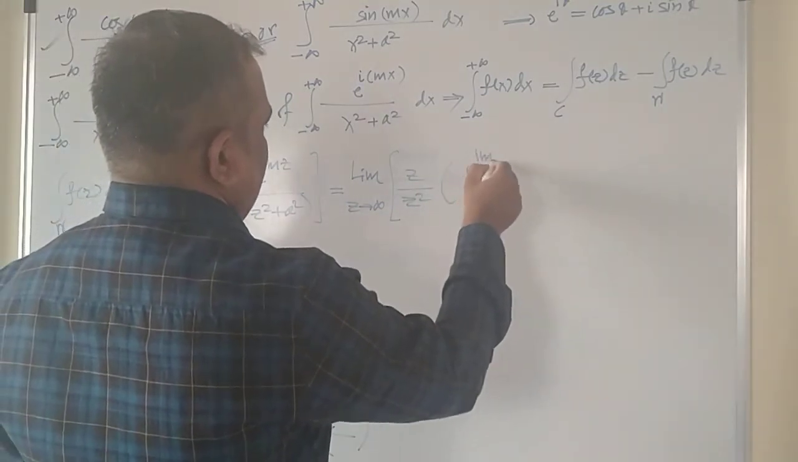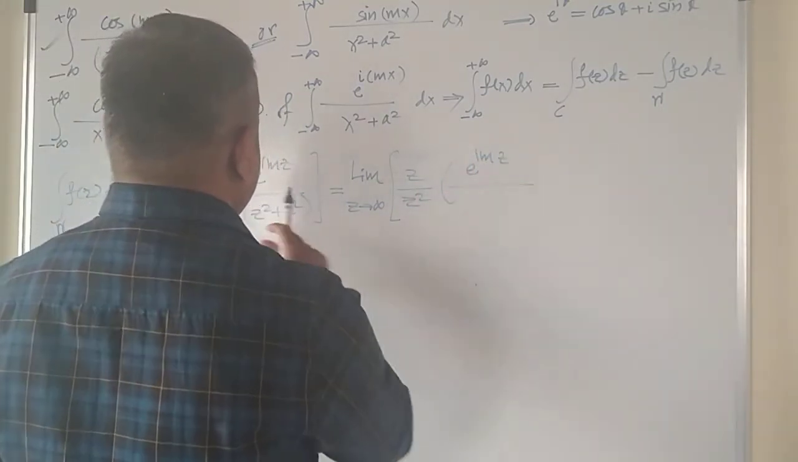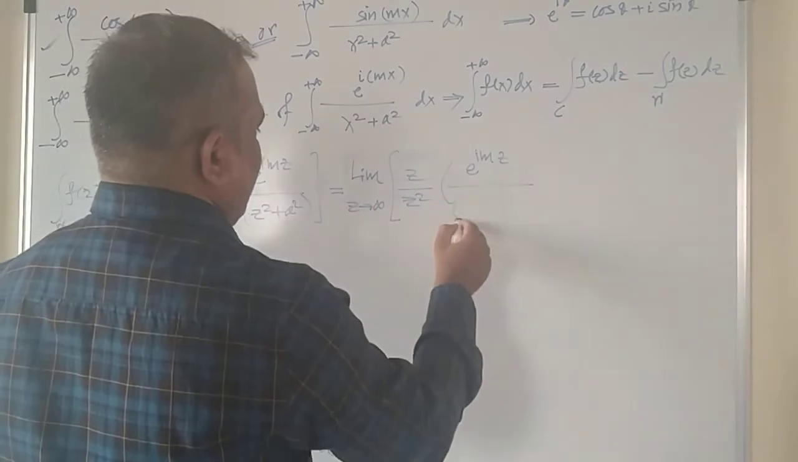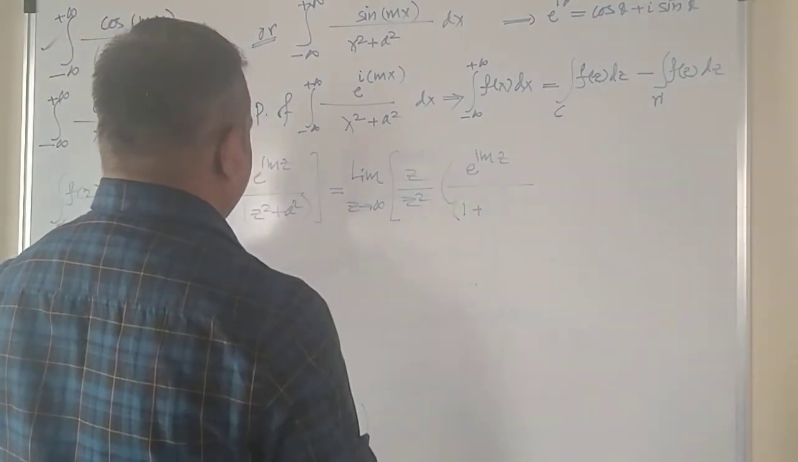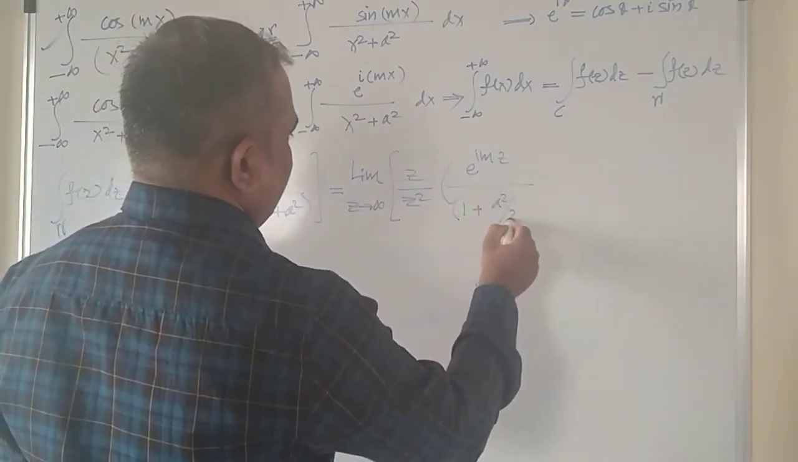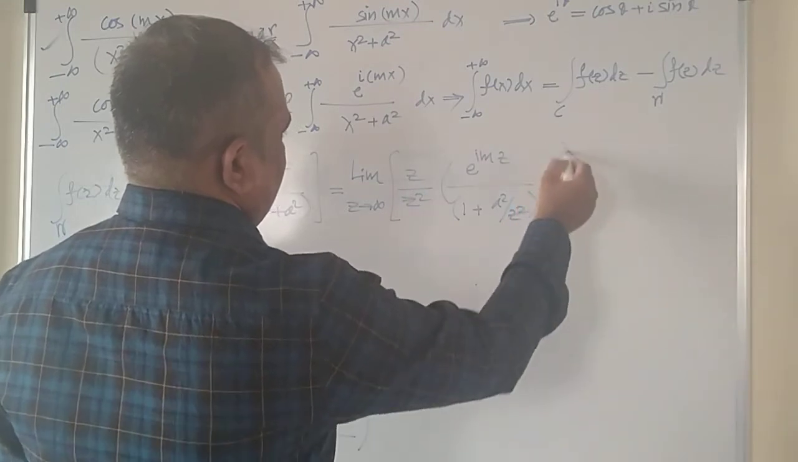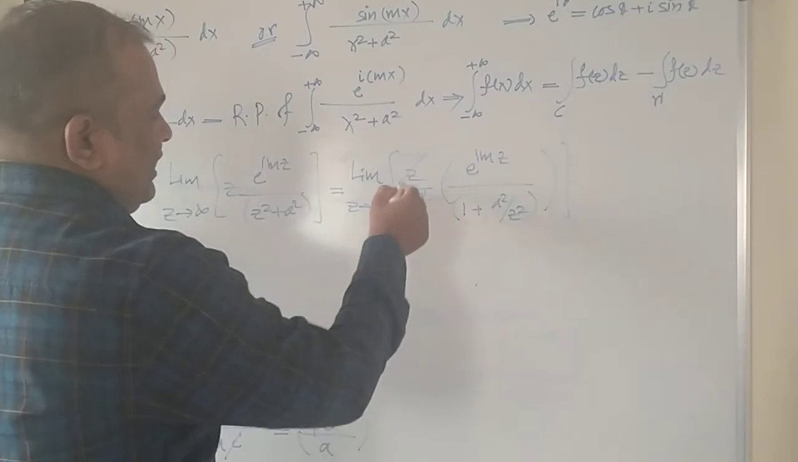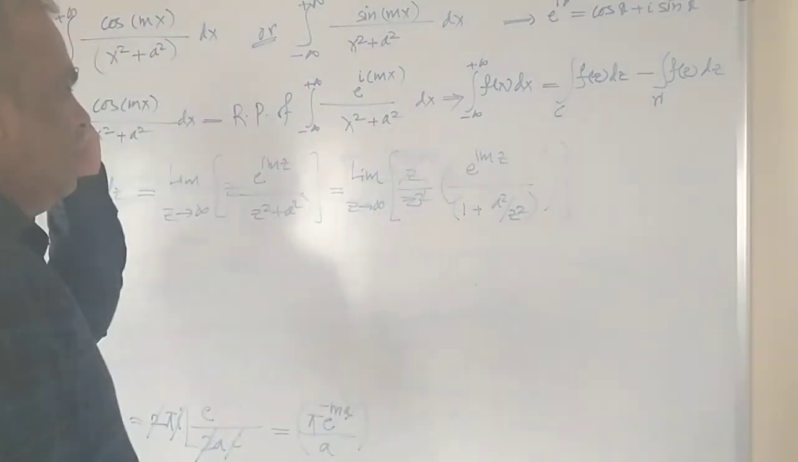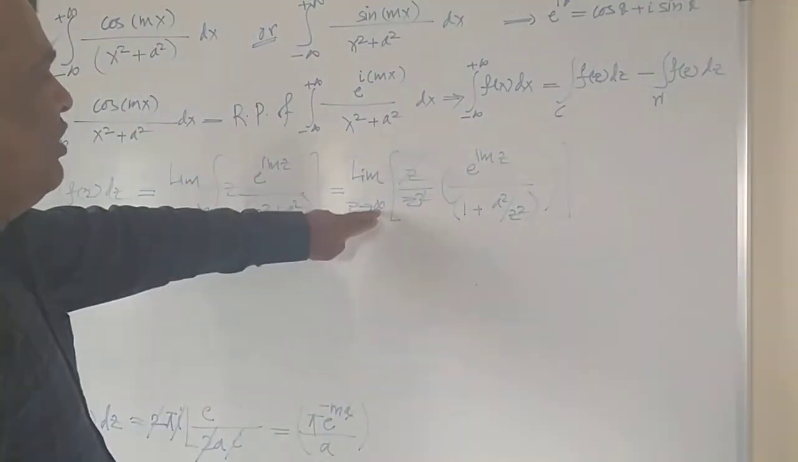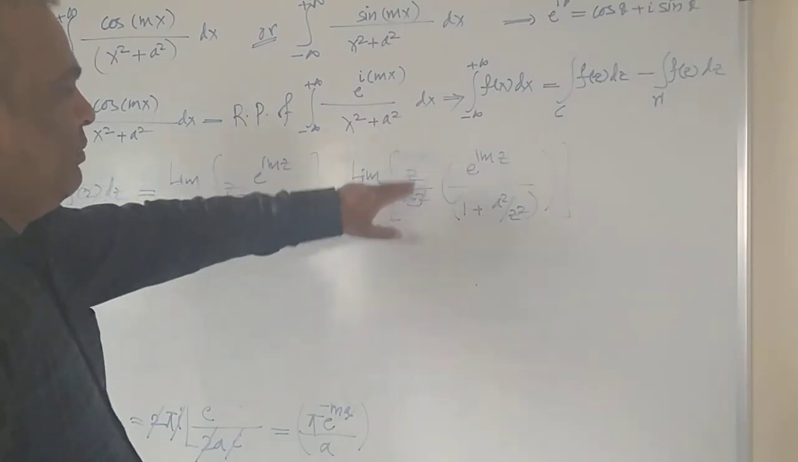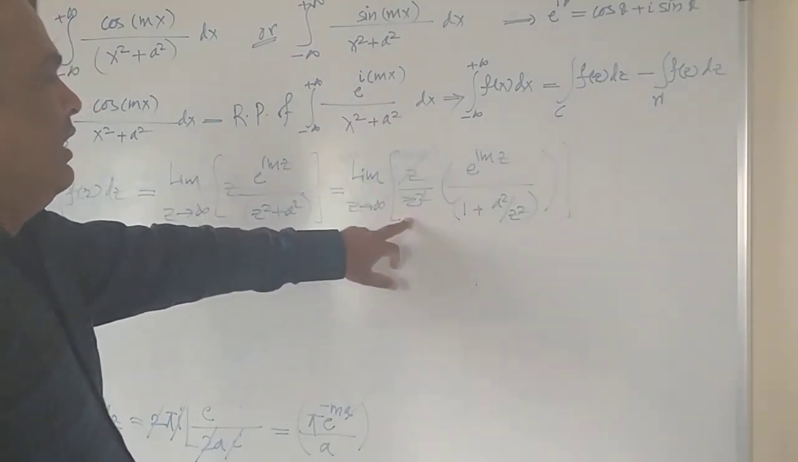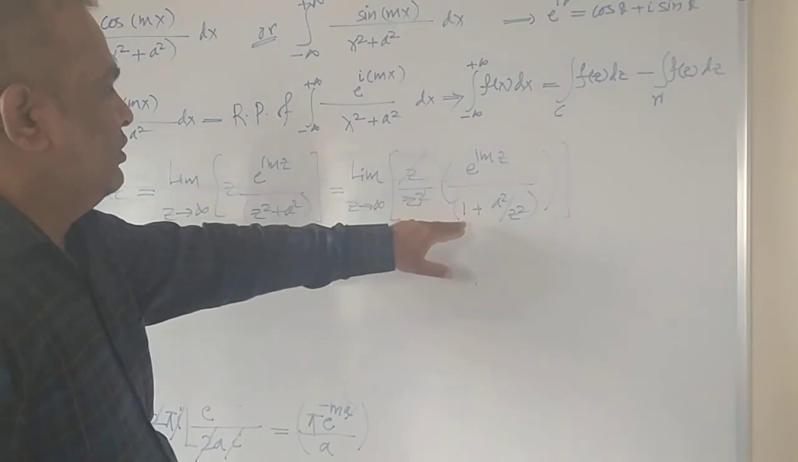e raised to i m z divided by, if z square is taken out common, you will be left with, in the bracket, 1 plus a square by z square, right? This z gets cancelled with this z and you will be left with 1 by z. And if you put the value of z equal to infinity, you will get 1 upon infinity, which is 0, and 0 multiplied by anything is 0.